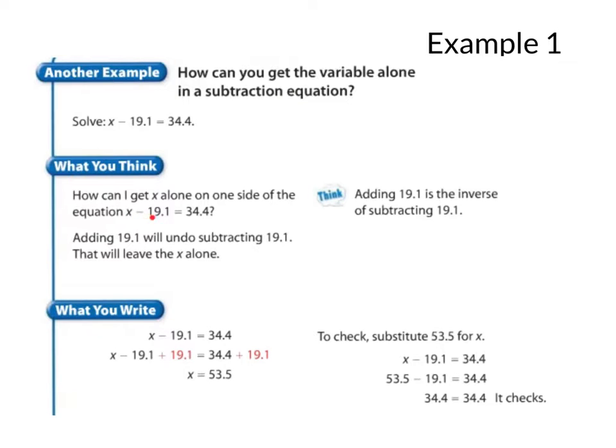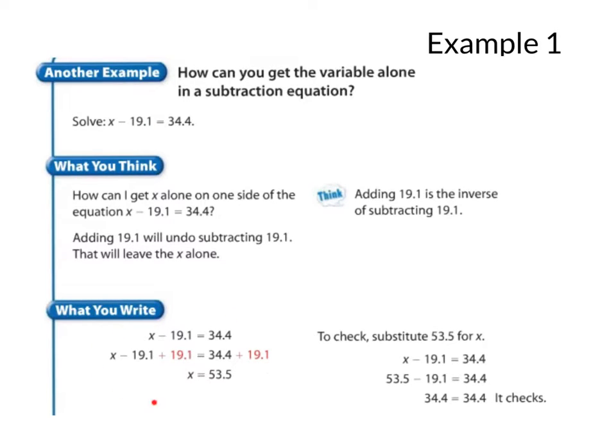X minus 19.1 equals 34.4. Well, remember we talked about inverse. So we're going to do the inverse of minus 19.1. I'm wondering, what do you think that is? Well, we want to undo it, and that is adding 19.1. That's the inverse. And I want you to notice how we're going to do it to both sides.